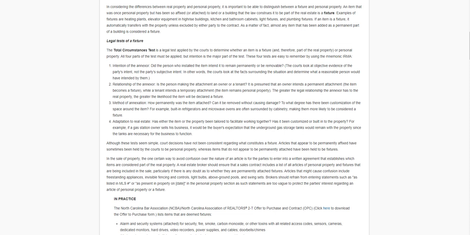Adaptation to real estate. Have the item and the property been made to work together? For example, if a gas station owner sells his business, it would be the buyer's expectation that the underground gas storage tanks would remain with the property, since the tanks are necessary for the business to function.